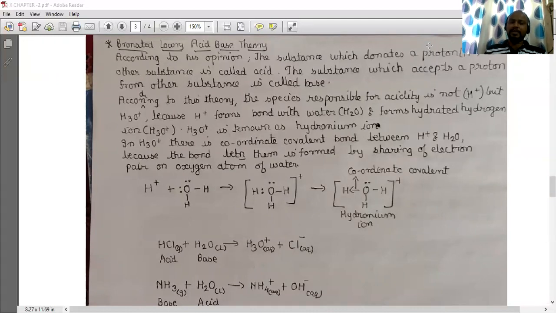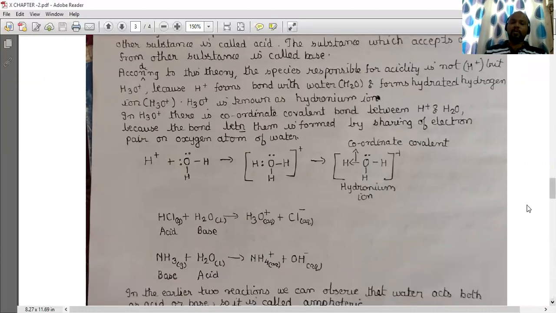Taking one example for Lowry-Bronsted acid-base theory, hydrochloric acid, which acts as an acid, reacts with the base water to give you hydronium ion H3O plus and Cl minus, which is the negative ion. Ammonia, that is NH3, which acts as a base, when it reacts with water, which acts as an acid in this equation, gives you NH4 plus and OH minus.